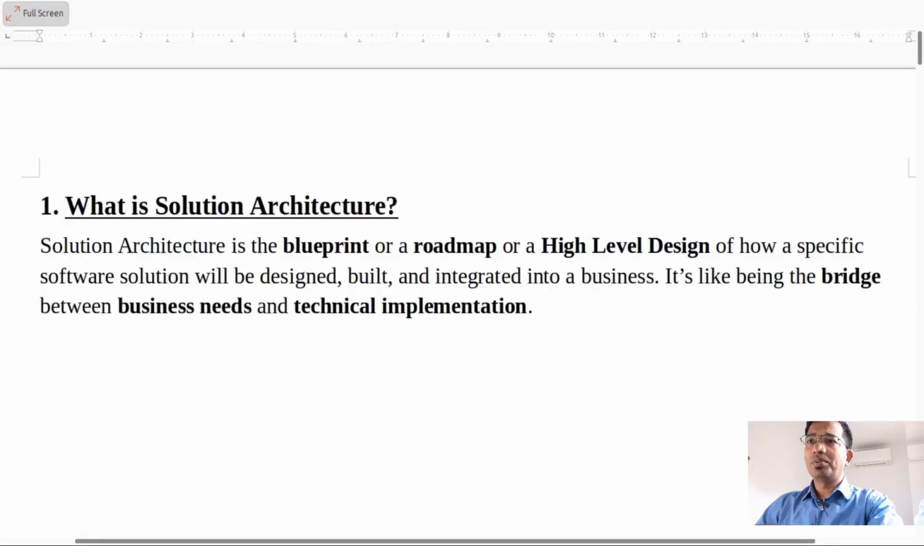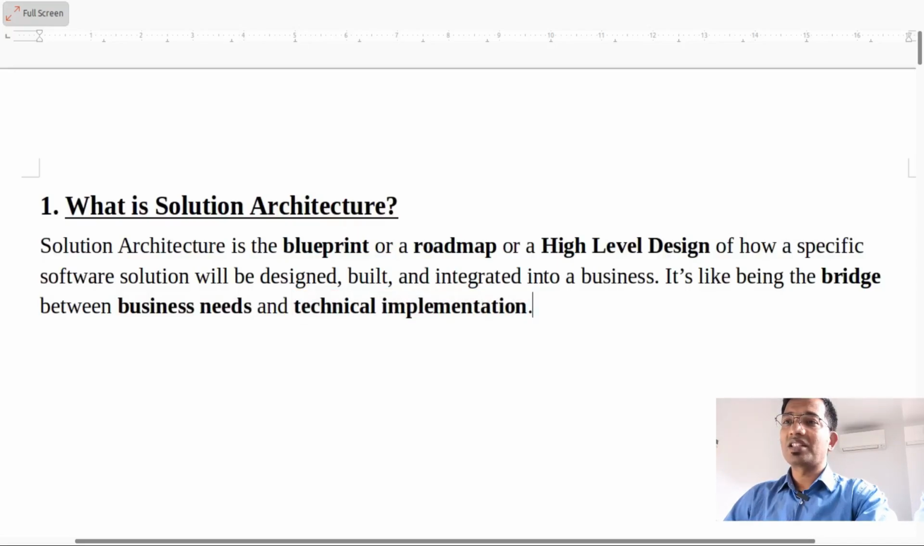Let's understand what solution architecture is and why it is essential. Solution architecture is the blueprint or a roadmap or a high-level design of how a specific software solution will be designed, built, and integrated into a business. It's like being the bridge between business needs and technical implementations. To understand this definition better, let's look at an example. And as we do that, please keep the keywords high-level design or a blueprint and the bridge between business needs and the technical implementations in mind.